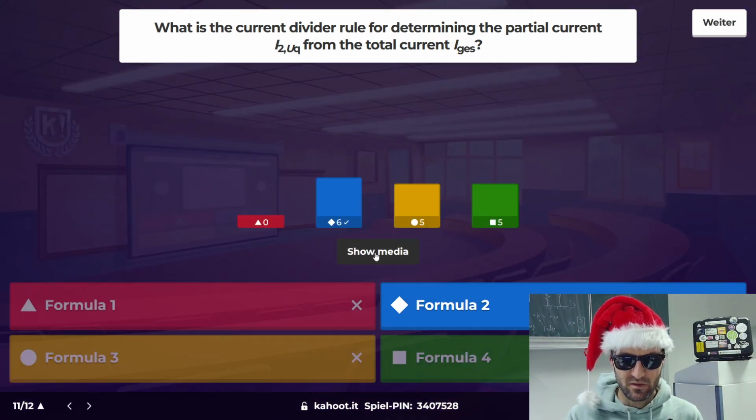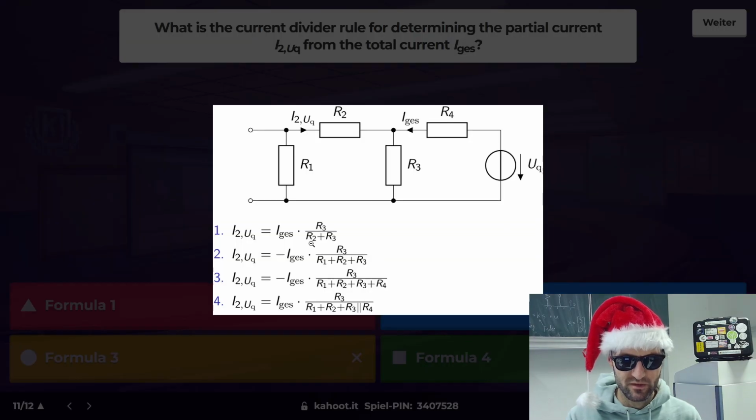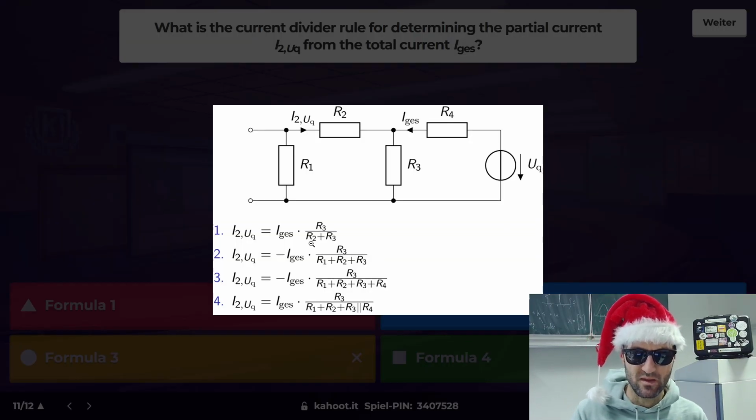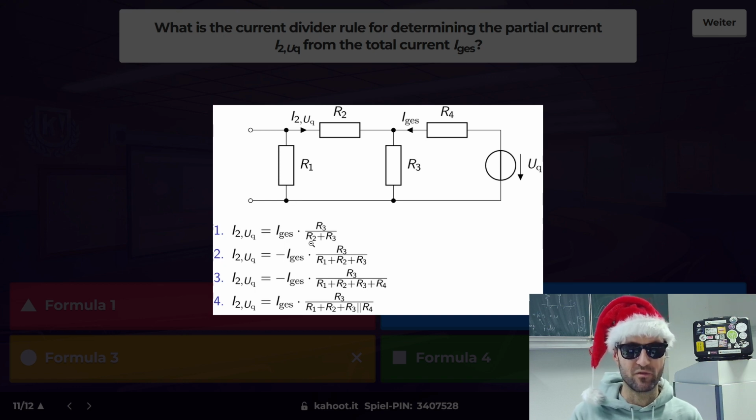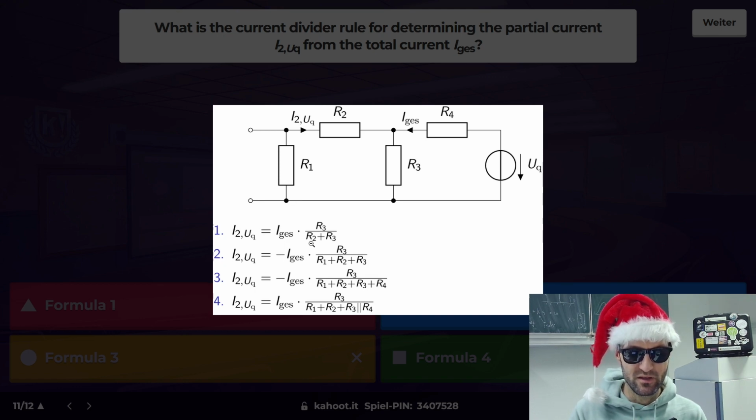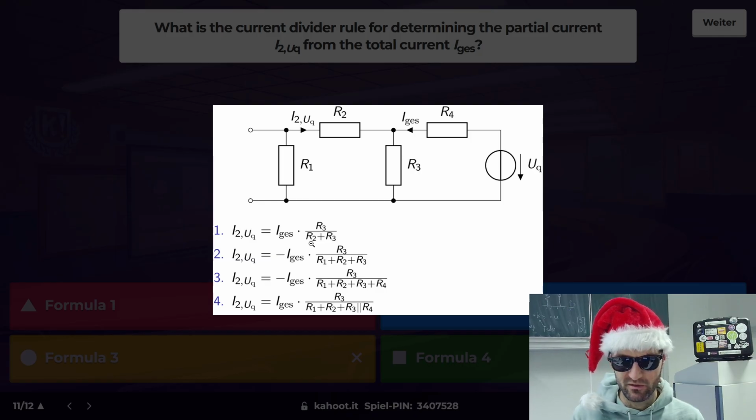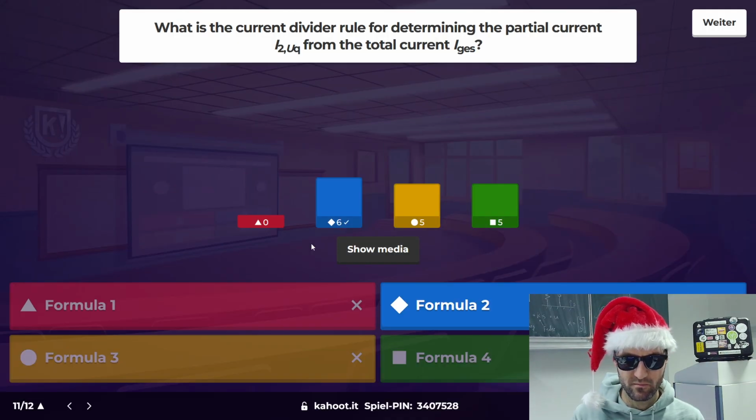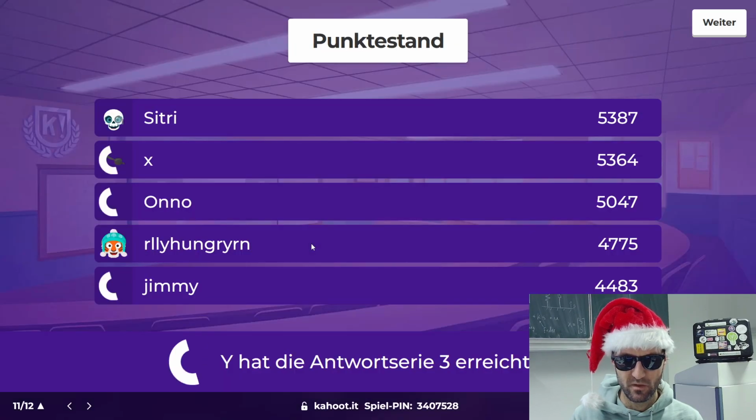Okay, and the second formula was the correct one. We can once again check. So if we want to have this partial current, we need to have the resistor in the other branch, which is R3, and then the total resistance inside this mesh, which is just the sum of R1, R2, and R3. And we need to have the minus because this direction is different than this direction. That's why the second equation is the correct one. The blue answer, formula 2.